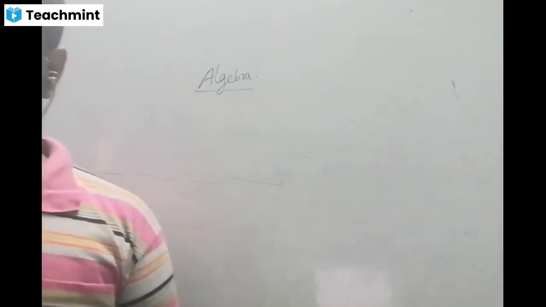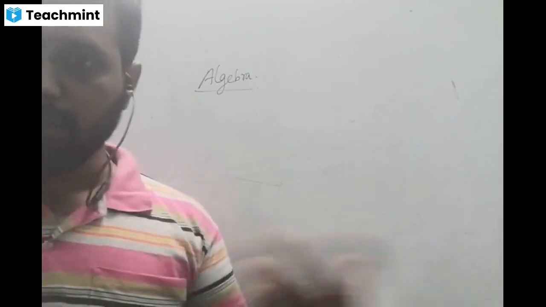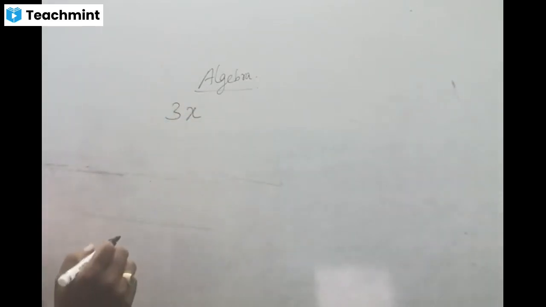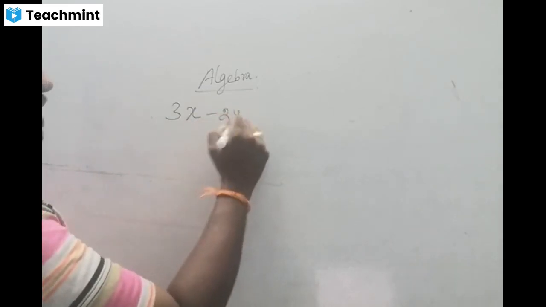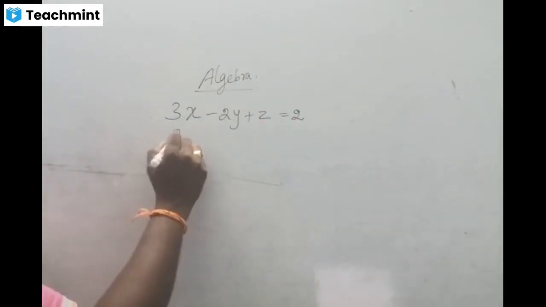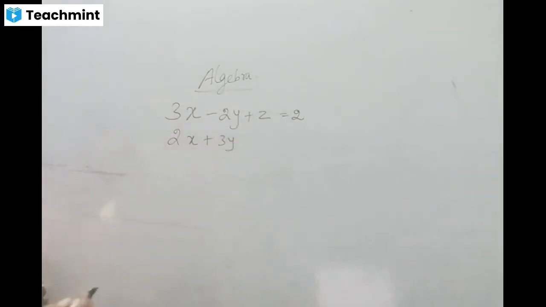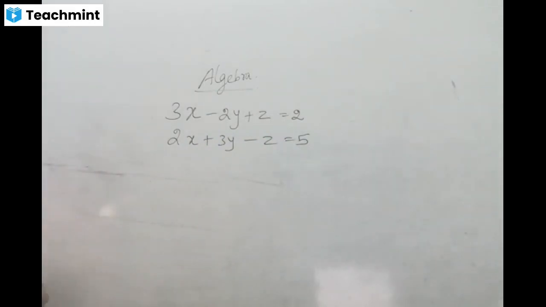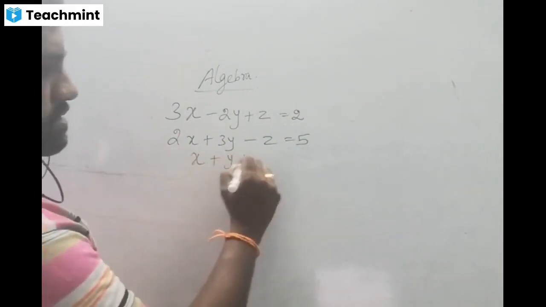Now I'm going to explain this concept by doing one problem. Take the question. Solve the given three linear equations: 3x minus 2y plus z equal to 2, 2x plus 3y minus z equal to 5, x plus y plus z equal to 6.